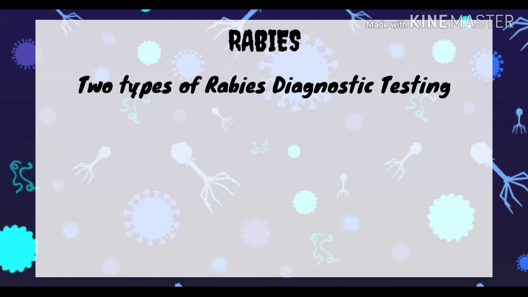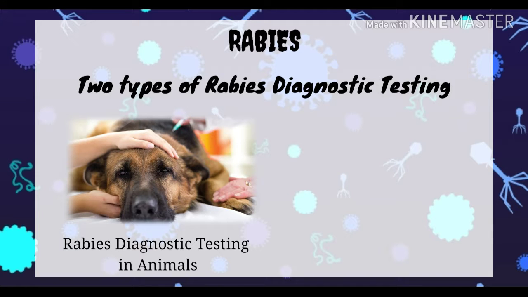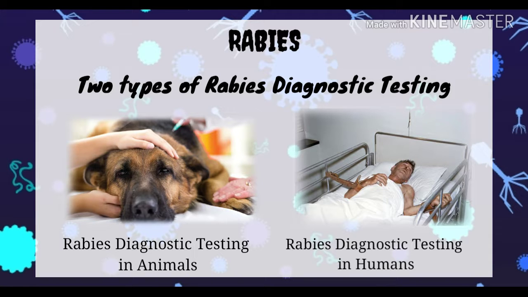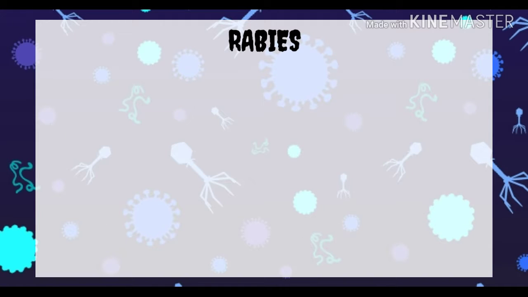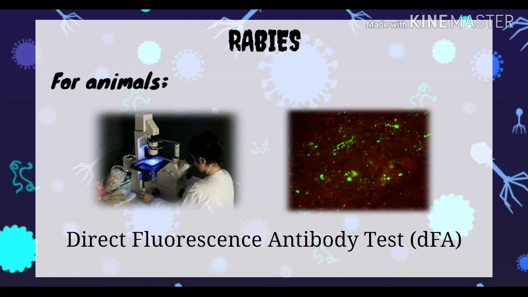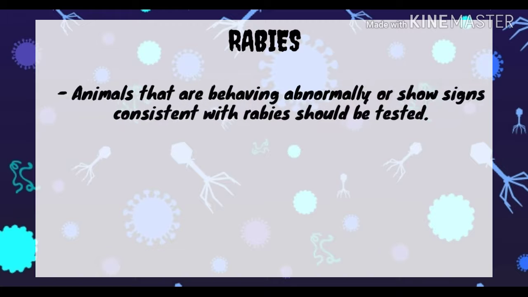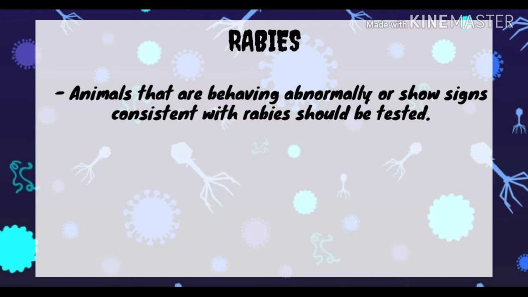There are two types of rabies diagnostic testing: rabies diagnostic testing in animals and rabies diagnostic testing in humans. For animals, rabies diagnostic testing is the direct fluorescent antibody test, which is the gold standard for rabies diagnosis in animals. Animals that are behaving abnormally or show signs consistent with rabies should be tested. This test is performed post-mortem.